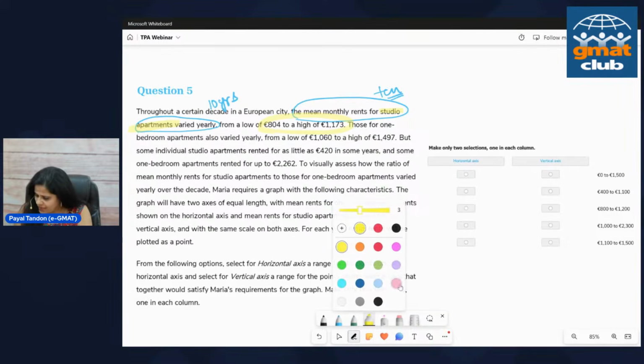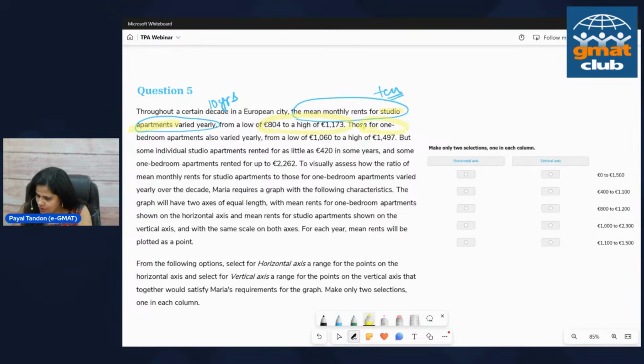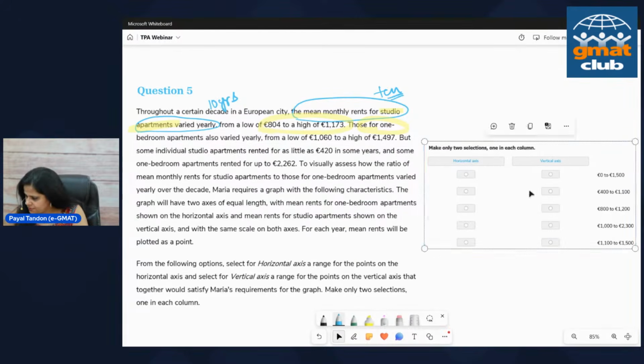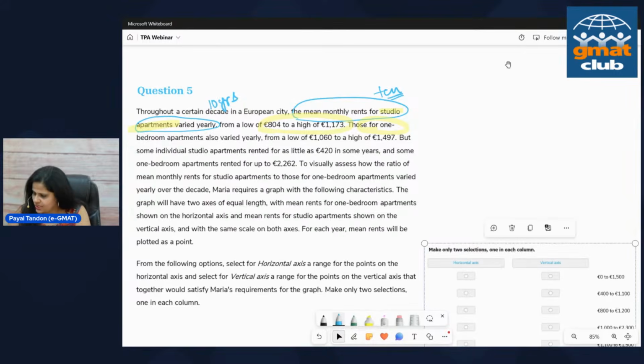That's number one. Then those for one bedroom apartments also varied yearly. So so far, what you know is that there is the studio apartment and then there is the one bedroom apartment. Those are the two kinds of apartments, and then we have the ranges for the monthly rents for both of these. But some individual studio apartments rented for as little as 420 and some one bedroom rented for 2262 as well.